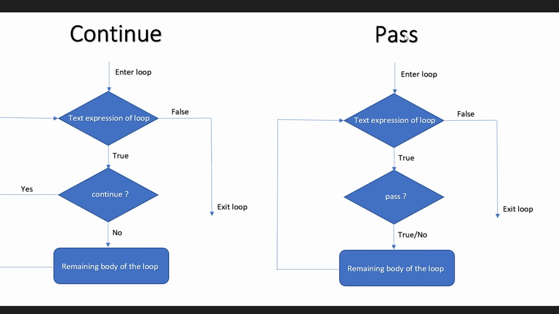As the first step, it enters the loop and evaluates an expression. If it is false, it exits the loop. But if it is true, is it going to pass or not? Either way, it goes through the remaining body of the loop, because it is a pass. It is obvious from the keyword name that it just passes. It doesn't matter to it whether there is anything special in the code. It's just going to pass it. This is how the continue and pass flowcharts work.